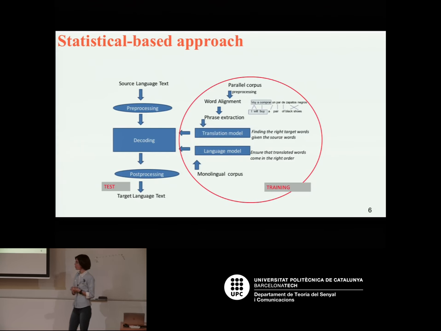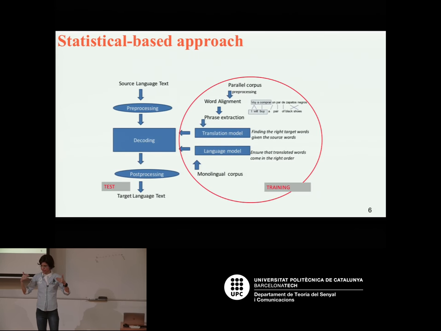The statistical approach, here we have a diagram. It seems complex, but it's not complex at all. I just want you to have the general idea. You start from a parallel corpus. A parallel corpus is where you have the sentence in the original language and the corresponding correct translation in the target language. So this is a supervised task. All the time we are talking about supervised tasks, as in language modeling.